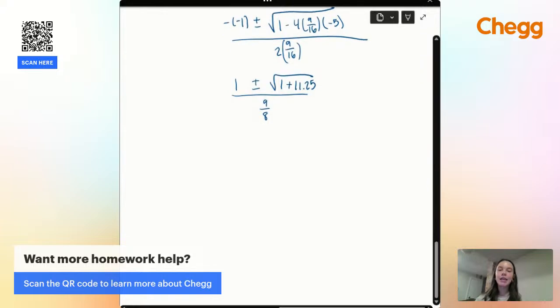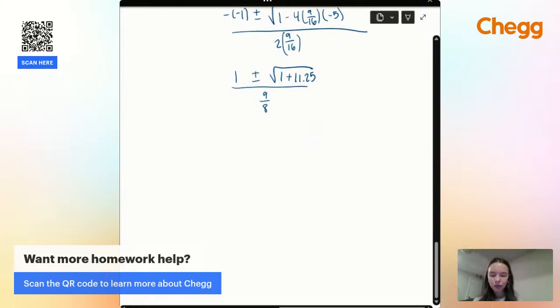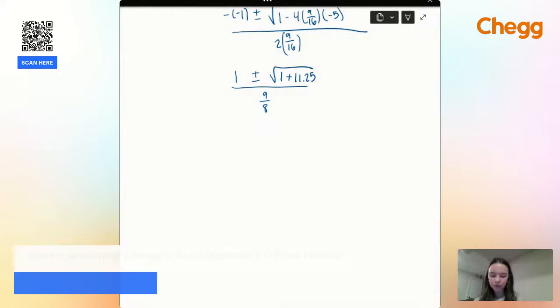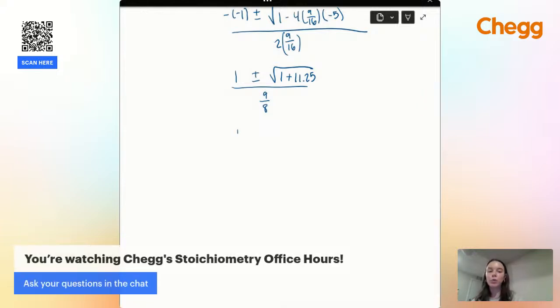And then we're just going to keep on solving. So we'll solve for that radical. We're going to take the square root of 12.25. We'll get 1 plus or minus 3.5 over 9/8. And then we're so close. We're almost there. We're going to get 2 different answers that x could be. So x could be 1 plus 3.5 divided by 9 times 8, just because of the rules of fractions.